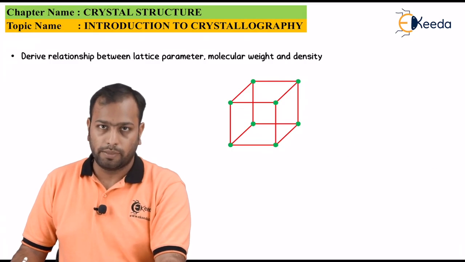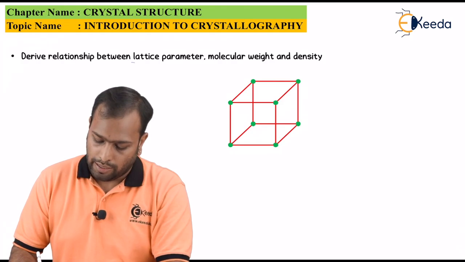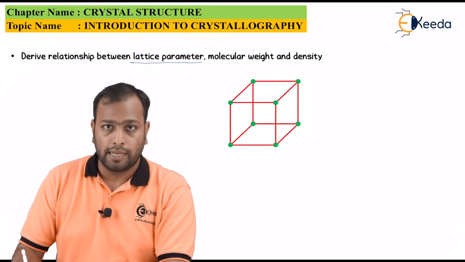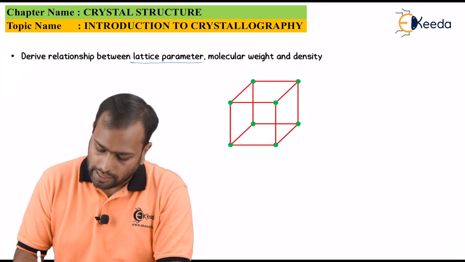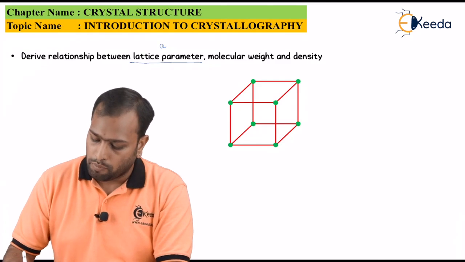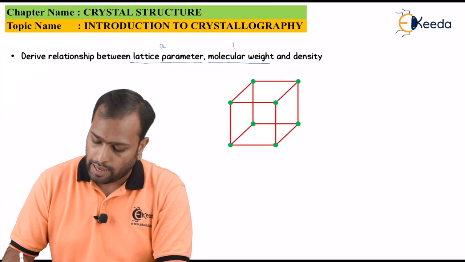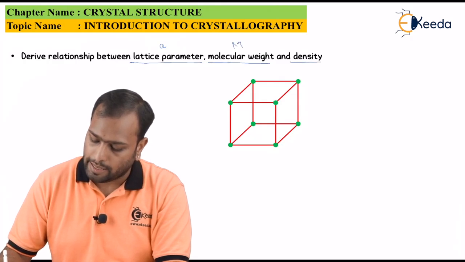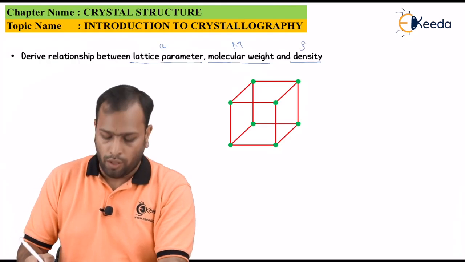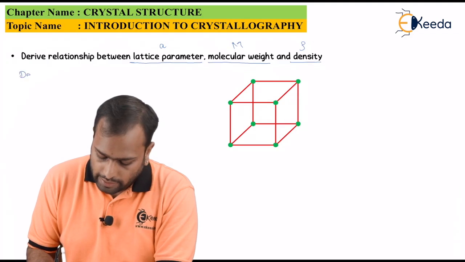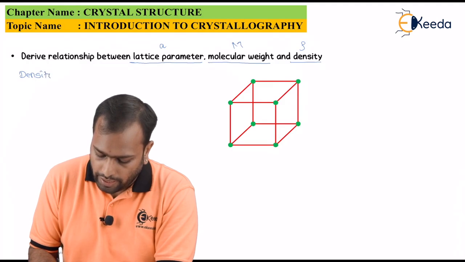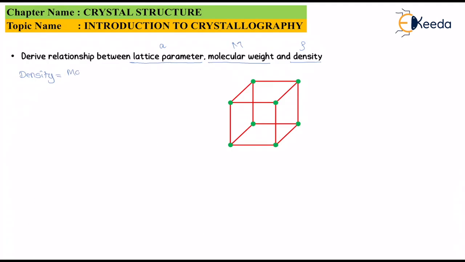Let's derive a relationship between the lattice parameter, molecular weight and density. Lattice parameter is nothing but the side length or edge length, which is abbreviated as a. Molecular weight is abbreviated as M and density is abbreviated as rho. We know the formula that density equals mass divided by volume.